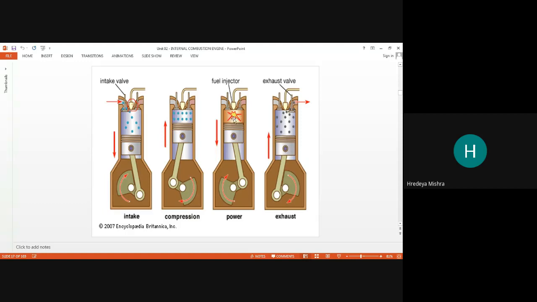After the piston is moved down, the pressure decreases, and the exhaust valve is open now. The piston moves from bottom dead center to top dead center to release the exhaust gases to the environment. So this is the working of the four-stroke diesel engine.